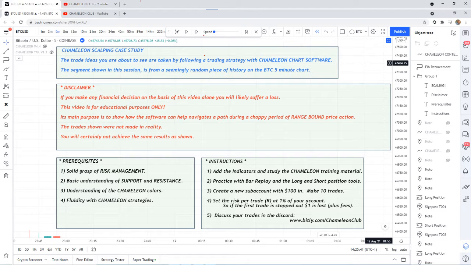You need to understand the chameleon colors. There are 8 or 9 that are important to learn, and these can be learned from the videos on the YouTube channel. And you need to have fluidity with the chameleon strategies.